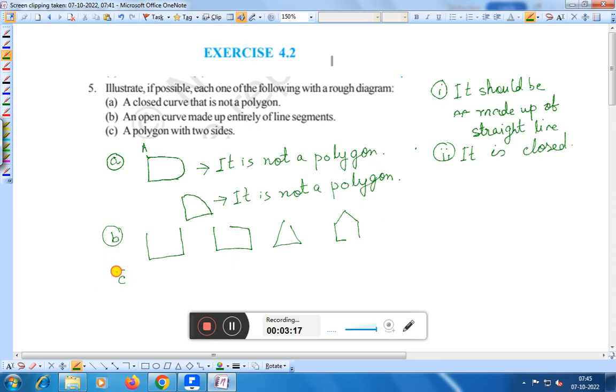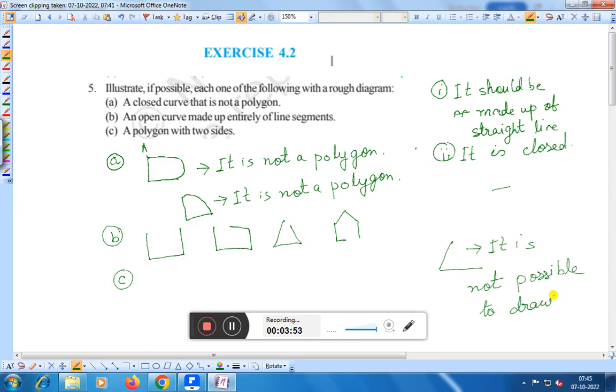And question number C. A polygon with two sides. Suppose a polygon has two sides. We have drawn two sides, right? But you see, these are made up of straight lines, but it is not closed. Therefore, it is not possible to draw.